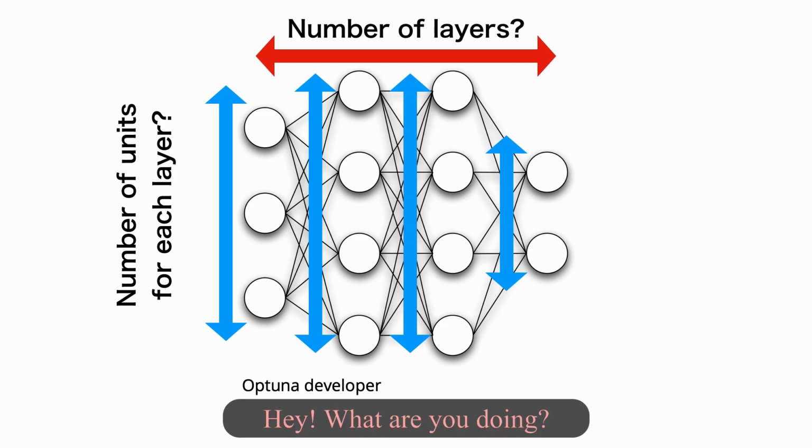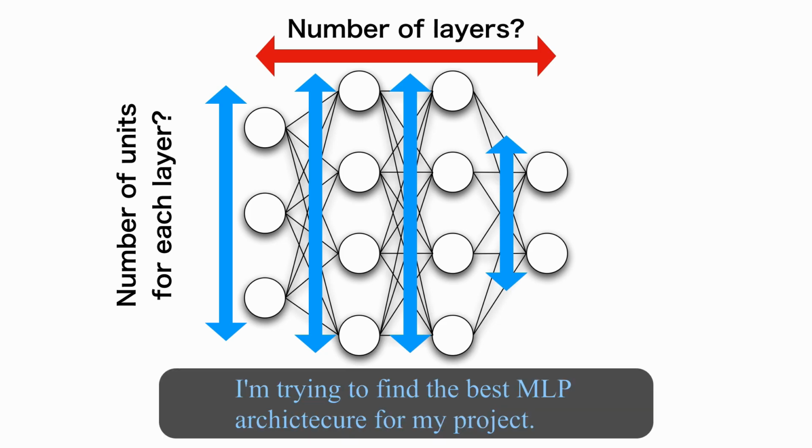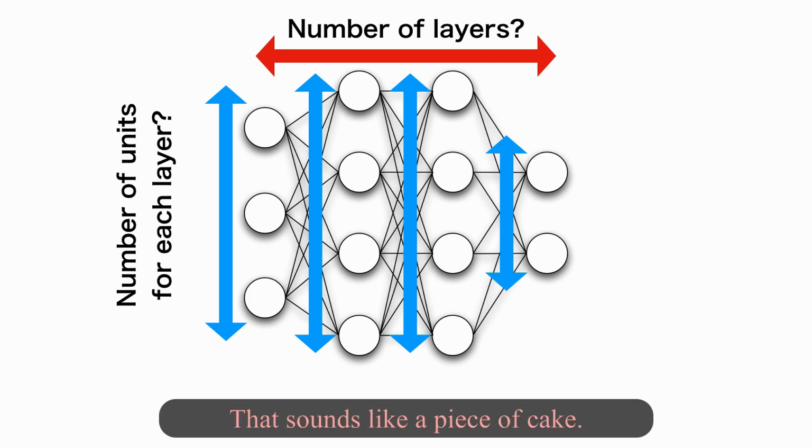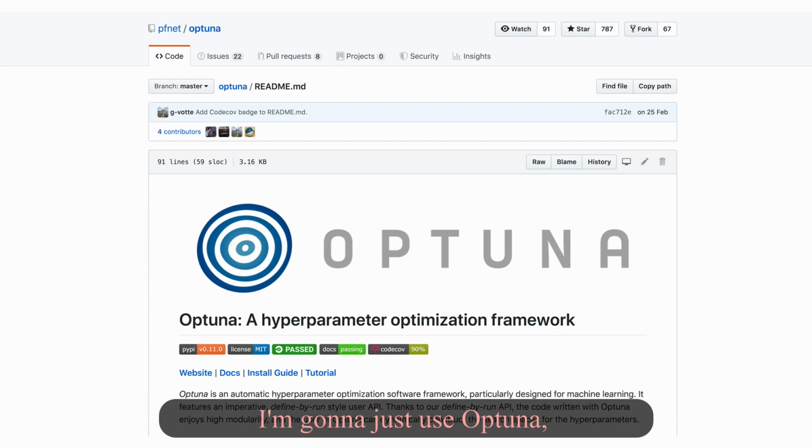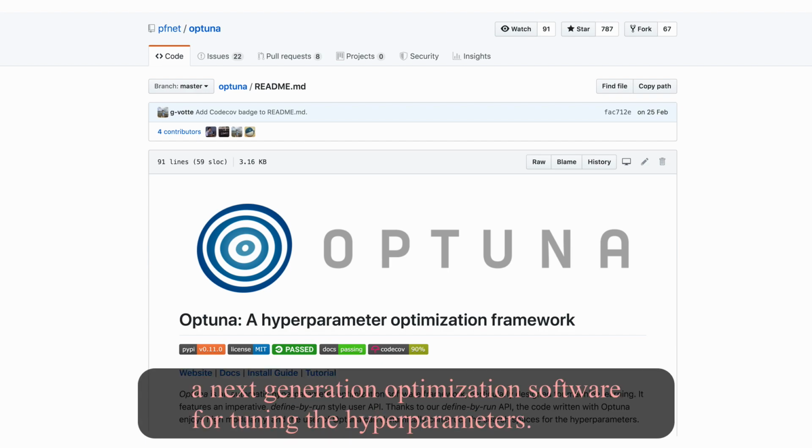Hey, what are you doing? I'm trying to find the best MLP architecture for my project. That sounds like a piece of cake. I'm going to just use Optuna, a next generation optimization software for tuning the hyperparameters.